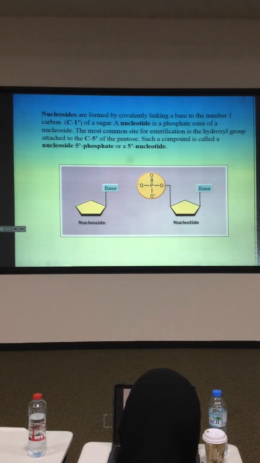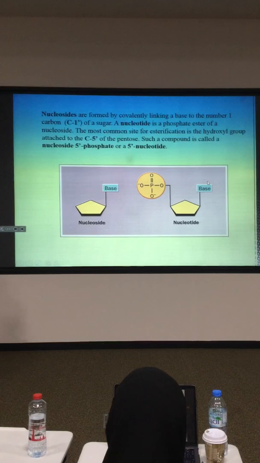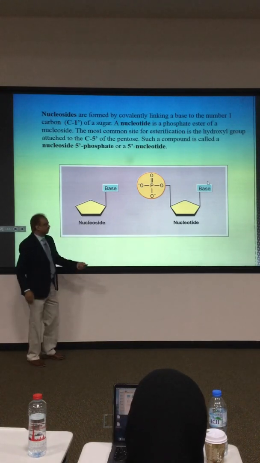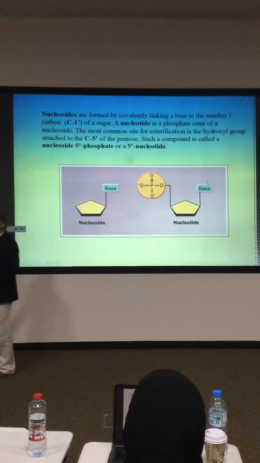So now, base, sugar, and phosphate, doesn't matter how many phosphates. It can be 1 phosphate, 2 phosphate, or 3 phosphate. This is known as nucleotide. If I write nucleoside, that means base and sugar without phosphate. 2 things, right? Base and sugar known as nucleoside. Base, sugar, and phosphate known as nucleotide.